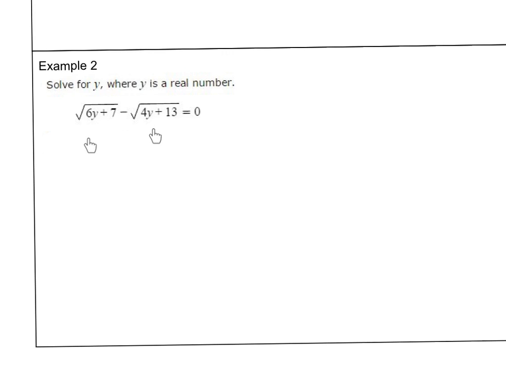So this problem looks pretty different, and in some ways it is pretty different, because if you started squaring things willy-nilly, you'd actually have some problems. What we have to do is get it so that it's just one radical on a side of the equal sign. Right now we have two radicals over here. I can't work with it this way.